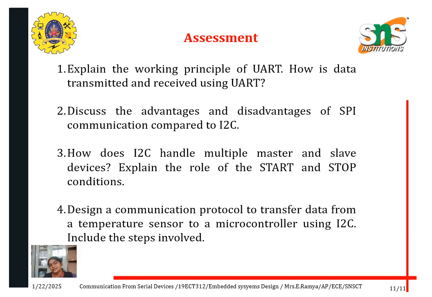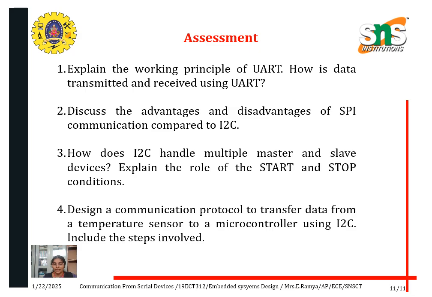You have to understand first the working of serial communication devices in embedded systems. We know UART, I2C and SPI. Which is best suited for these applications? You have to analyze it.